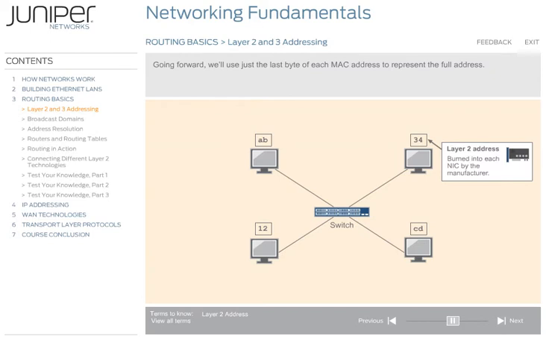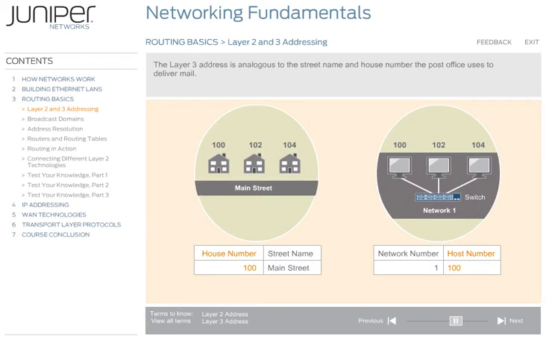If two devices on the same segment want to communicate, they must use MAC addresses. In addition to a Layer 2 address burned into it by the manufacturer, each NIC or network interface also has a Layer 3 address assigned to it by the network administrator. Remember from Section 1 that the Layer 3 address is analogous to the street name and house number that the post office uses to deliver mail. Just like a residence, a Layer 3 address also has 2 portions, a network number and a device or host number. The network number is analogous to the street name, and the host number is analogous to the house number.